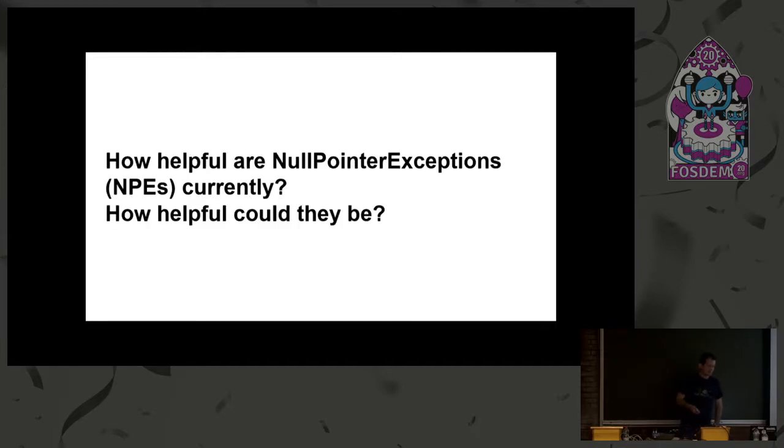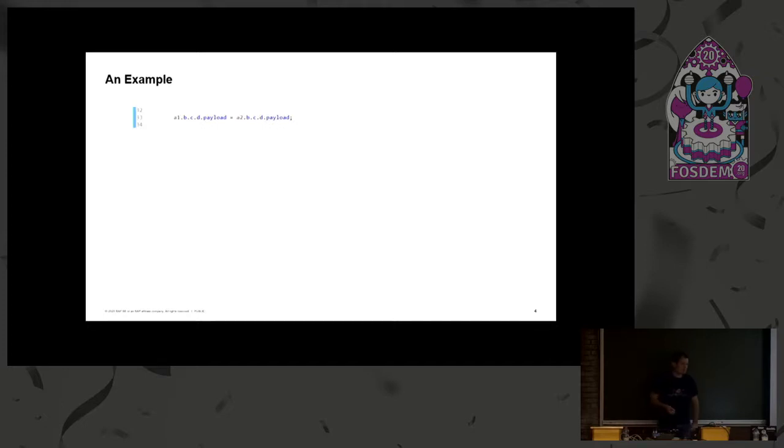Okay, how helpful are null pointer exceptions? So imagine this little code snippet. I cut and pasted it out of some source code. On line 33 we see some object with fields, and it has another field, has some payload. There's an assignment to this payload field from another chain of object fields. So what would we get currently? We get something saying exception in thread main, null pointer exception. Okay, we see the file name and the line, like line 33.